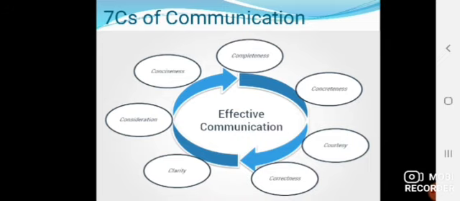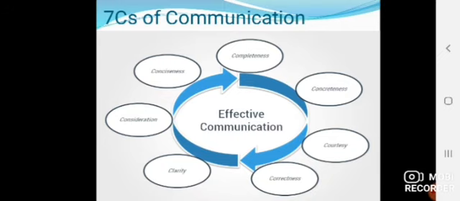What are the 7 C's? The first one is completeness. It means the message communicated in an effective communication process should have a proper format and a proper beginning, middle, and ending. If a message is complete, then it will be able to generate a sense of satisfaction in the mind of audience or listener.